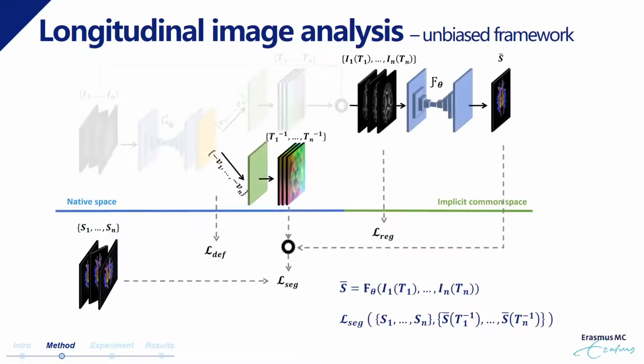To eliminate this bias, we present a new framework for longitudinal image analysis, making use of the proposed Luger module. As shown in the figure, a segmentation network f theta is attached to the registered images in the mean space and outputs a segmentation of the implicit reference image. Subsequently, we warp the obtained segmentation back to image native space to minimize classification error with regard to the segmentation label. This framework has several advantages.